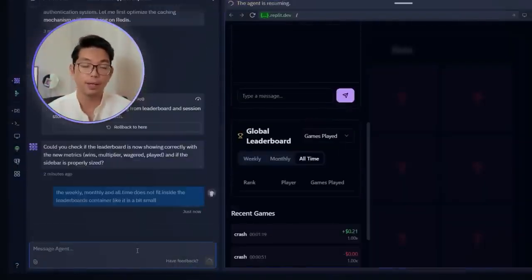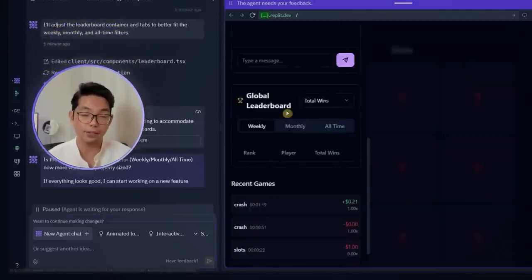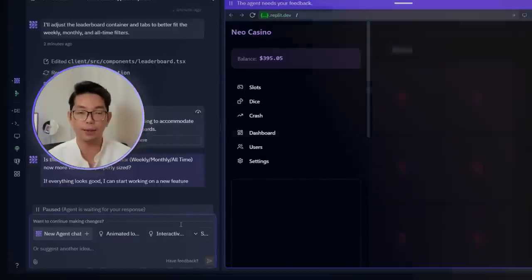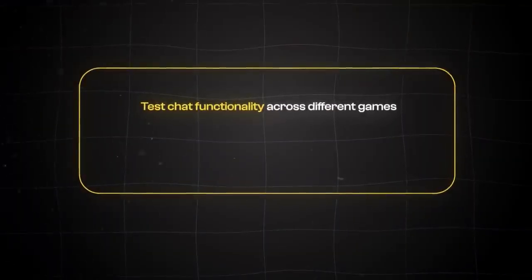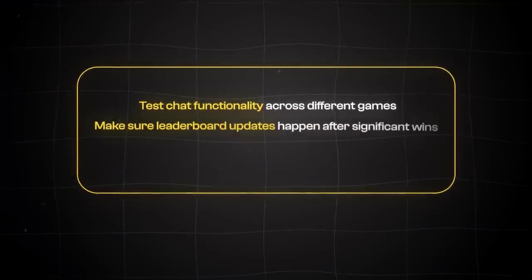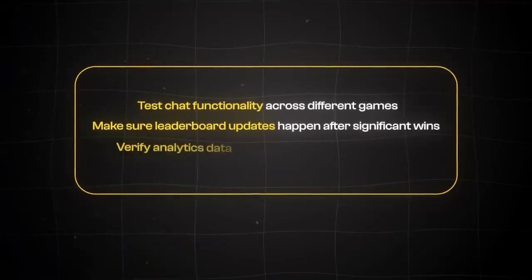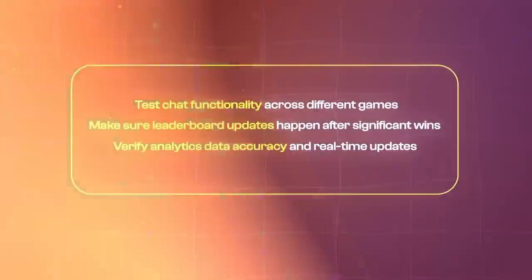It's crucial to test each new feature thoroughly and try accessing the admin panel with both admin and regular user accounts, test the chat functionality across different games, and make sure leaderboard updates happen after significant wins. And then verify that all analytics data is accurate and updating in real time.